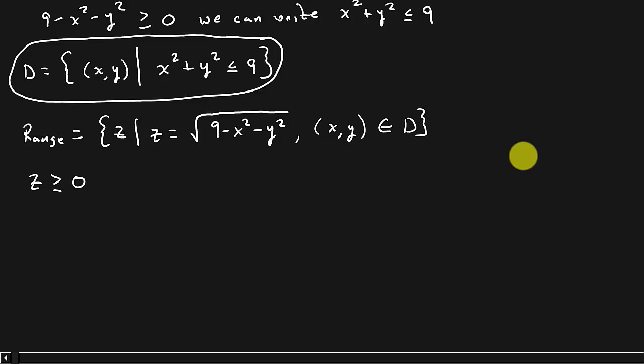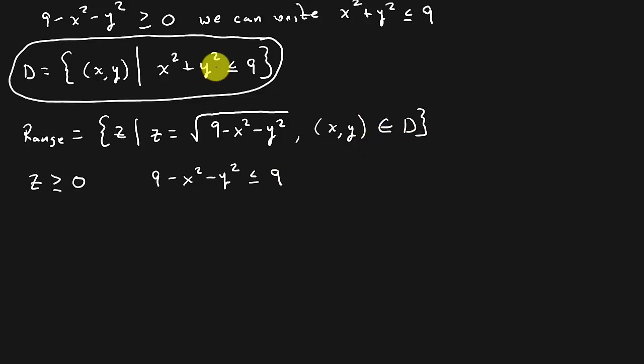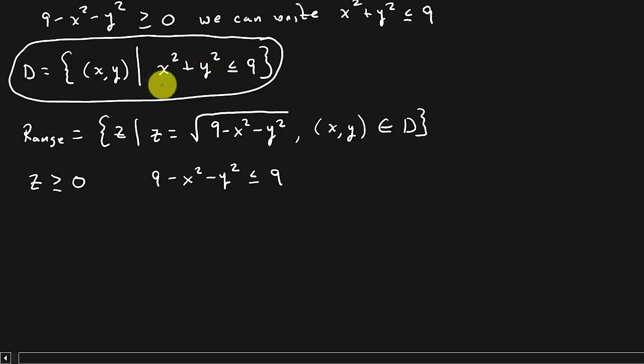Yeah, actually there is. So I know that 9 minus x squared minus y squared, the part that's underneath the radical, is going to be less than or equal to 9 based on the numbers from the domain. Okay? Because look at this. It's telling me that x squared plus y squared is less than or equal to 9. That's in my domain, right?